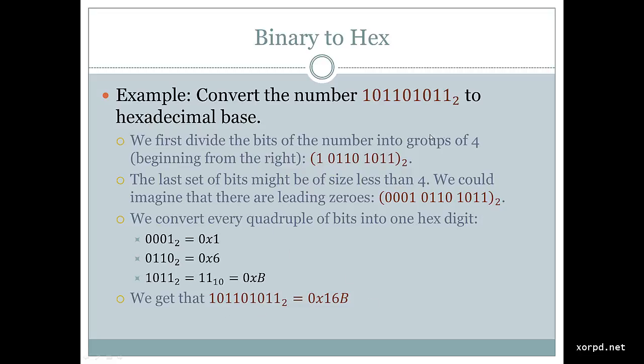We finally get that the original number that we wanted to convert equals 16B. Let's follow the replacement. The first 4 bits are 1, the next 4 bits are 6, and then the last group is B, and we get 16B in base 16.